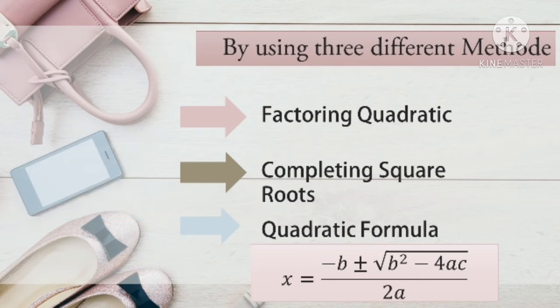And the last one is the quadratic formula: x equals minus b plus or minus the root of b squared minus 4ac, over 2a. We use this formula to get the two answers. One is for the plus and the other is for the minus.